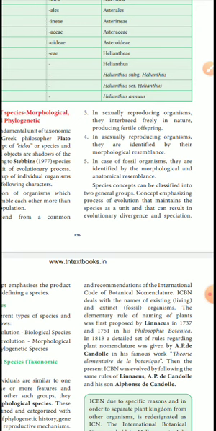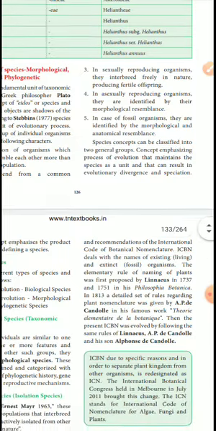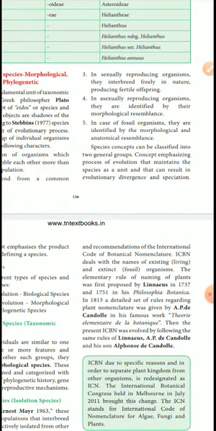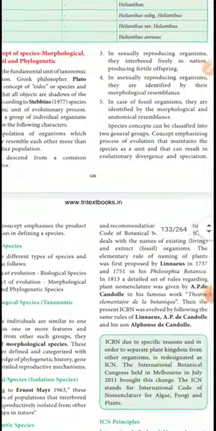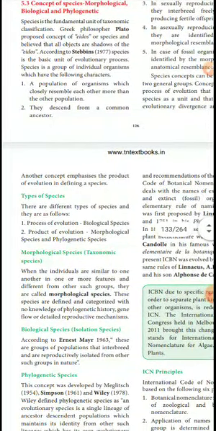First, they are categorized by morphology into one species. After that, if there are changes, then based on the changes they are given another name. In the case of fossil organisms, they are identified by morphological and anatomical resemblance. The species concept can be classified into two general groups only. How many groups? Two groups. One concept embraces the process of evolution, maintaining the species as a unit that can result in evolutionary divergence and speciation.